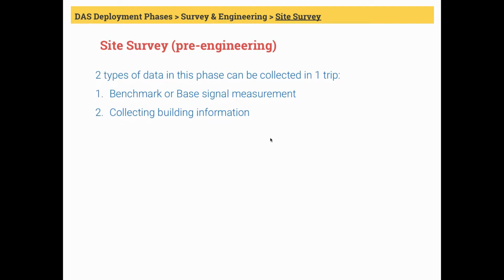So let's drill down into site survey. What activities are required before we start the design and engineering? Two types of data are collected in this phase, and they can usually be collected in one trip. Number one is benchmark or base signal measurement, and number two is collecting building information.